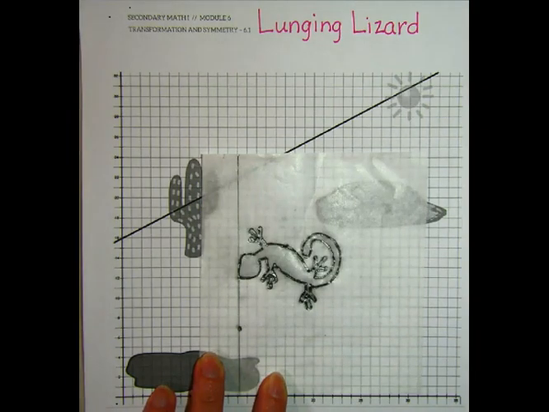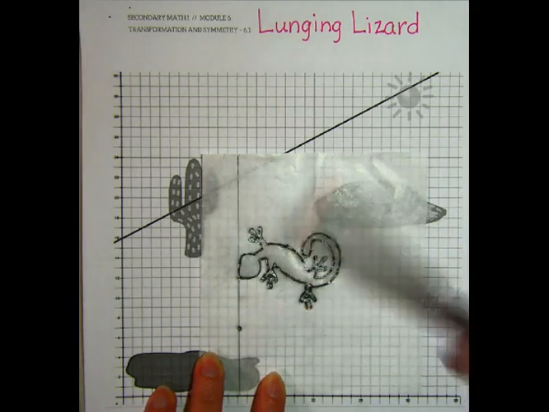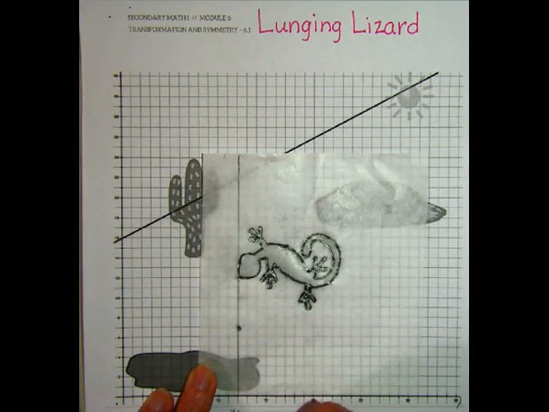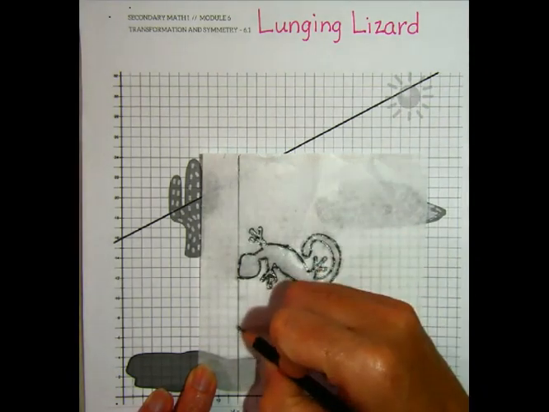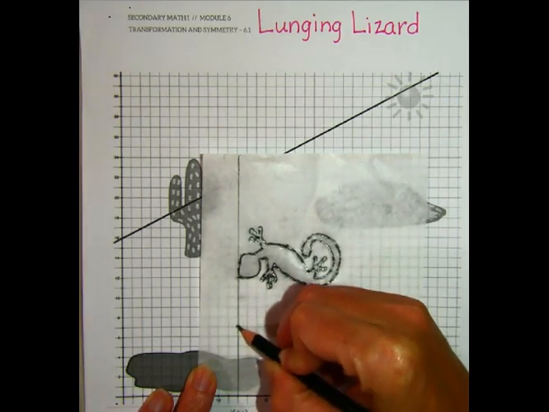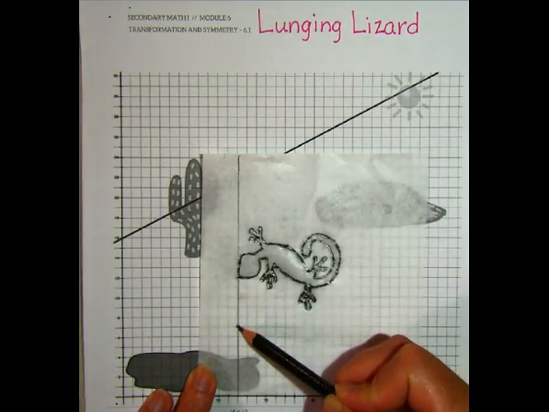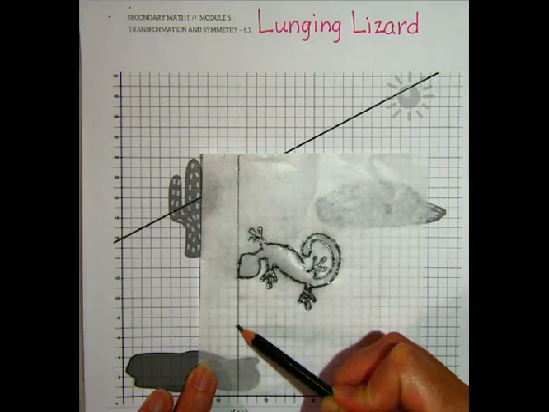The students had traced the lizard onto the patty paper and had also traced the line x equals 12 onto the patty paper, as well as the point 12, 7 since it's the center of rotation. Since 12, 7 is point A, the center of rotation, that point will remain fixed and the lizard will rotate around that point.